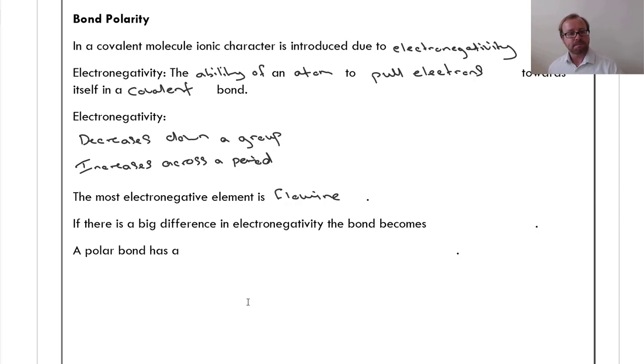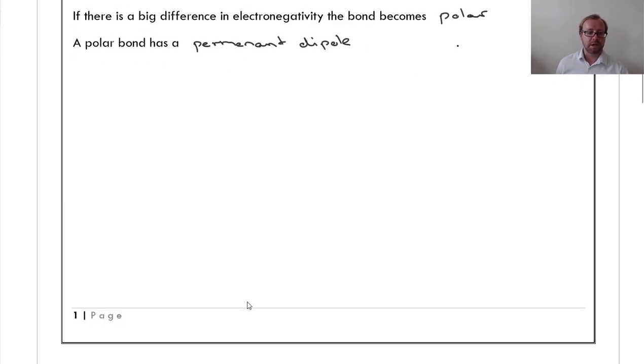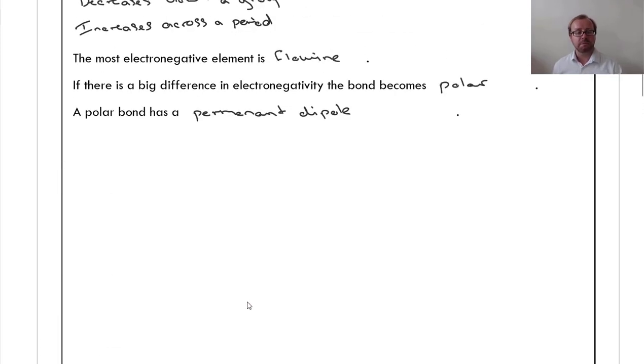Okay, so we can say if there is a big difference in electronegativity, the bond becomes polar. And a polar bond has a permanent dipole. Okay, so what do we mean by this?